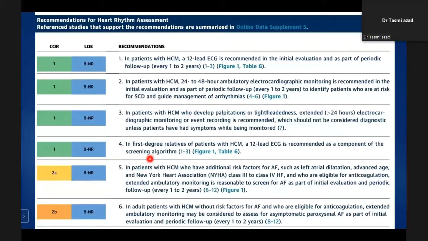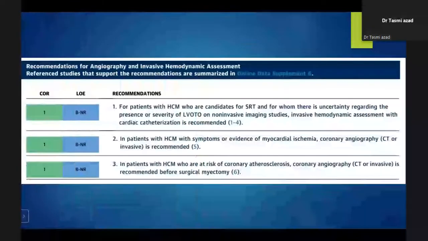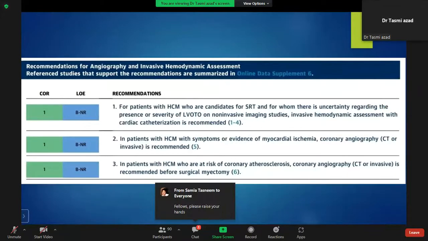I am not mentioning the class 2 and 2B indications because of time constraints. Regarding the recommendation of angiogram or invasive hemodynamic assessment by cardiac catheterization, when will we go for this invasive procedure? They recommend it for patients with HCM who are candidates for invasive procedures like septal reduction therapy. This is a management modality, and we will come to that point right now. For septal reduction therapy, most HCM patients may have concomitant coronary artery disease or coronary atherosclerosis.